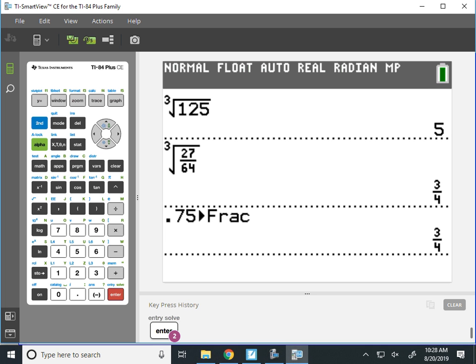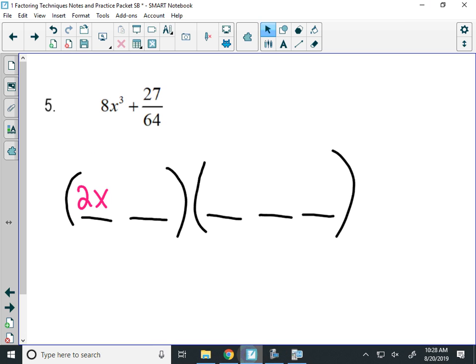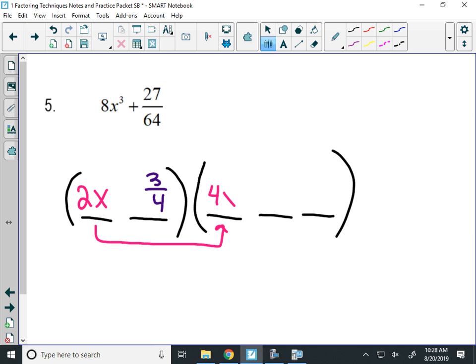All right, so I have 3/4. So let's see, I'll put 3/4 here. So how do I fill in the first blank? What's 2x, the quantity squared? 4x squared. Okay.